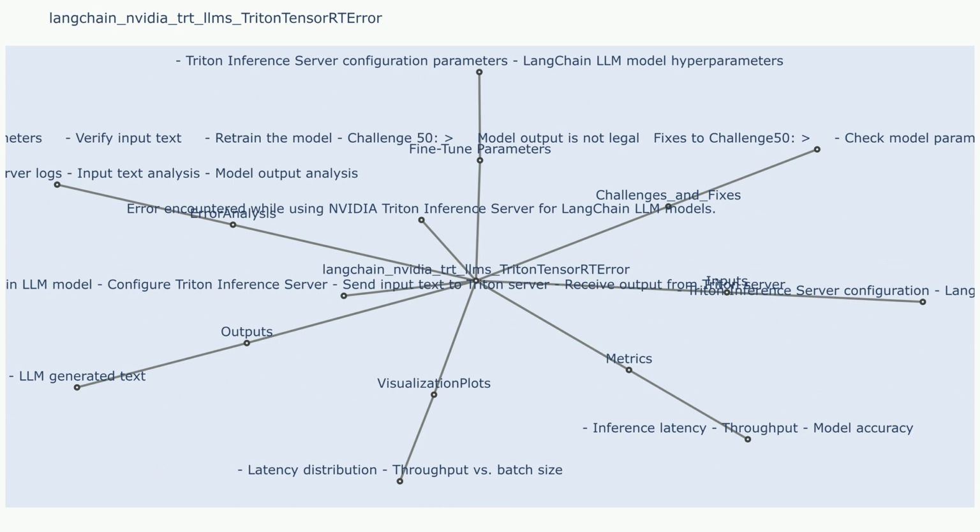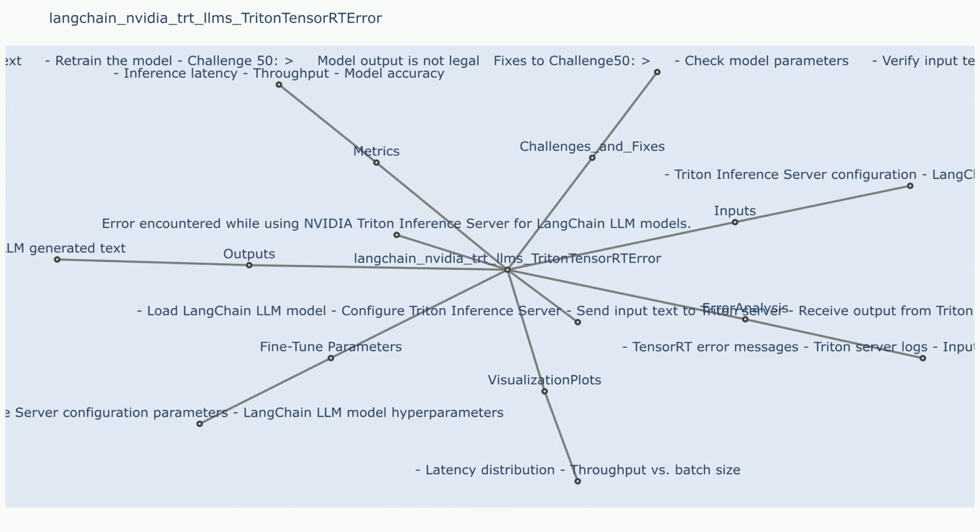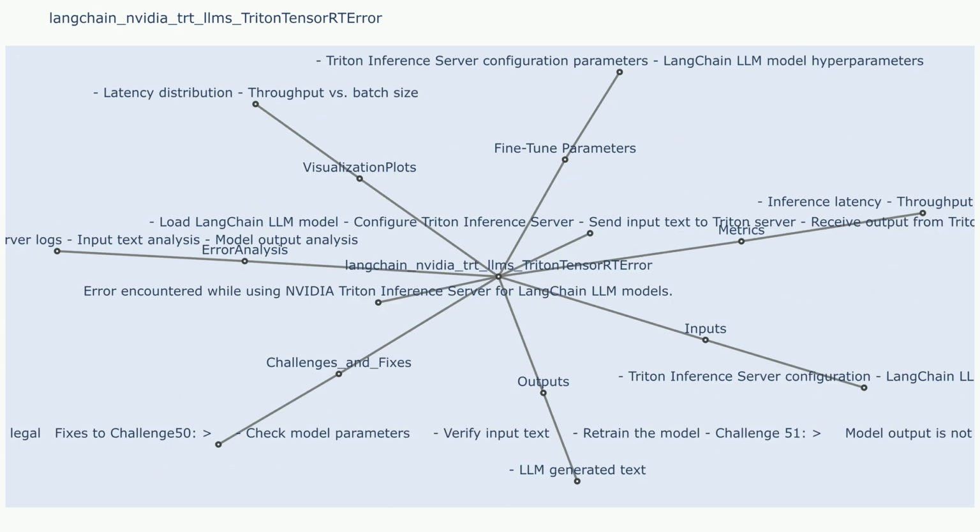Challenge 5. Inference execution error. Sample use case that resulted in challenge 5. There may be issues with the model's execution, such as resource limitations or GPU memory constraints. Fixes to challenge 5. Optimize the model for memory efficiency. Reduce the batch size or adjust resource allocation.